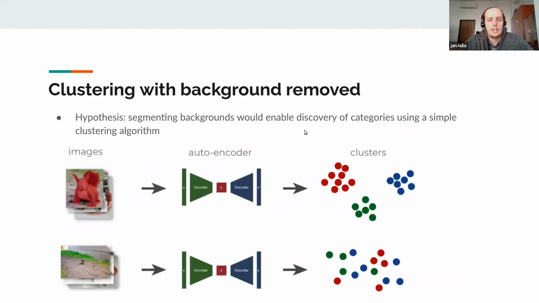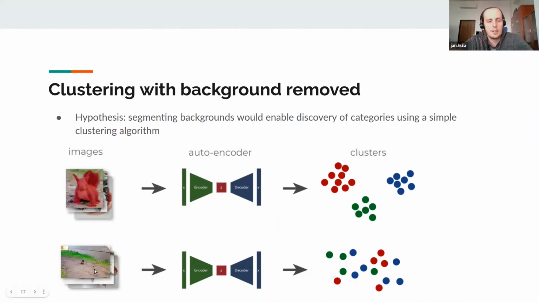And then our idea was that if we remove the symmetry of backgrounds, which often take a very large part of the image, then we can use a simple clustering algorithm to discover the categories as clusters in this data set.